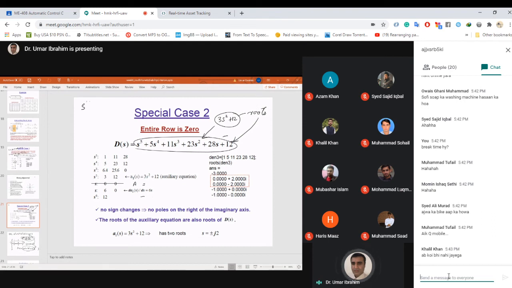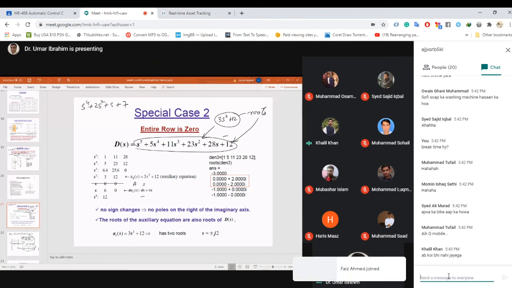फॉर एग्जांपल अगर मैं लिख लूं s⁴ + 2s + s² + s + 7, क्या ये प्योर इवन पॉलिनोमियल है? नो सर। स्टूडेंट, क्यों?